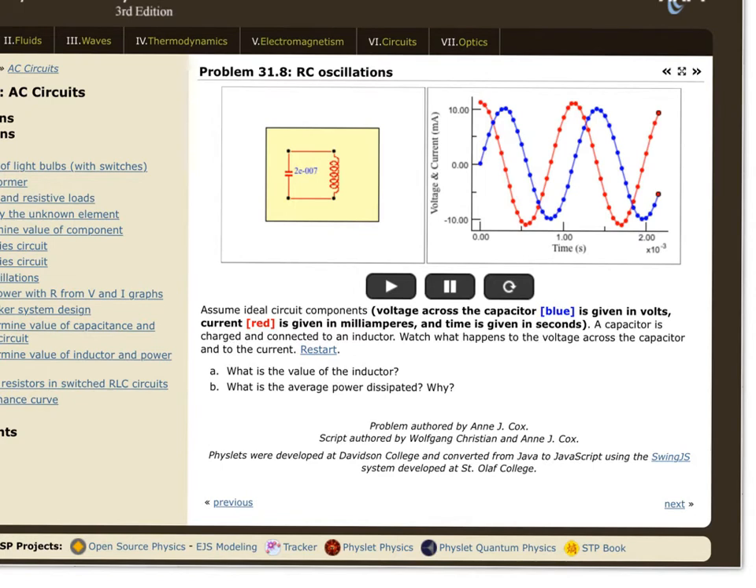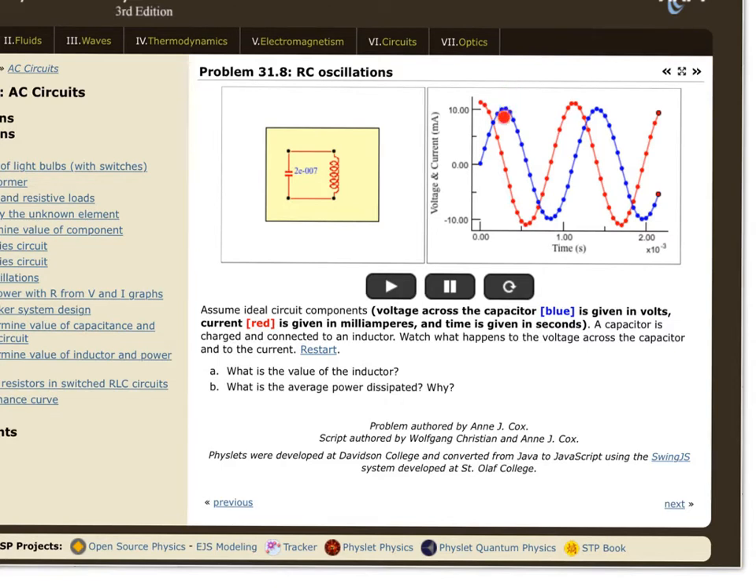So notice, this is interesting, notice that the voltage across the capacitor is blue, and yet it starts at 0. And the current is red, and that starts high. So it's actually starting as if the inductor is charged, not the capacitor, contrary to the description.